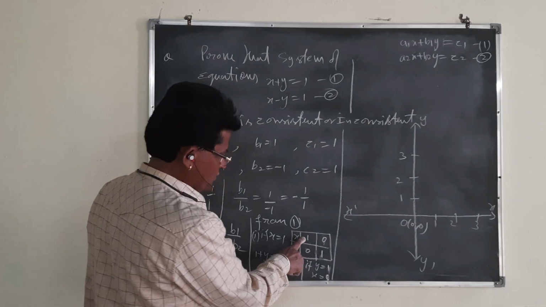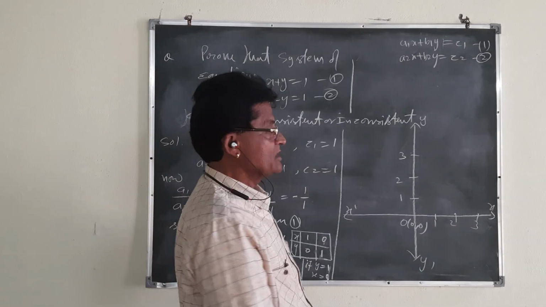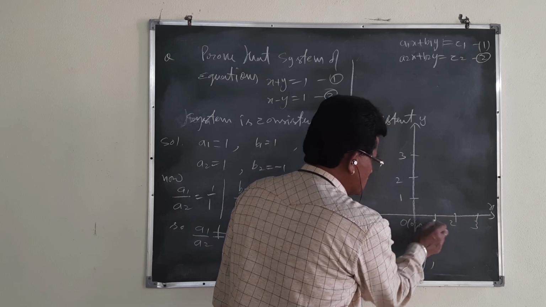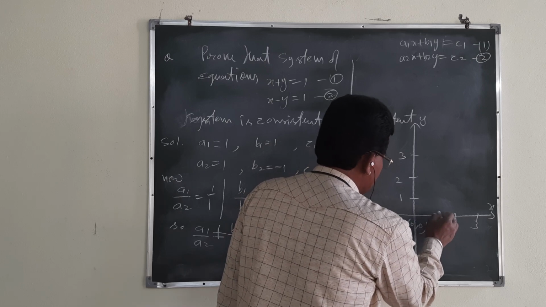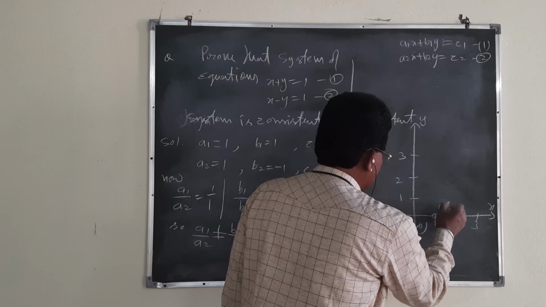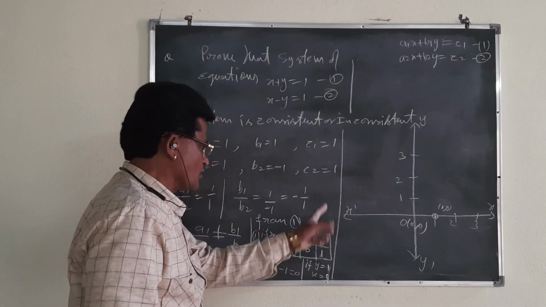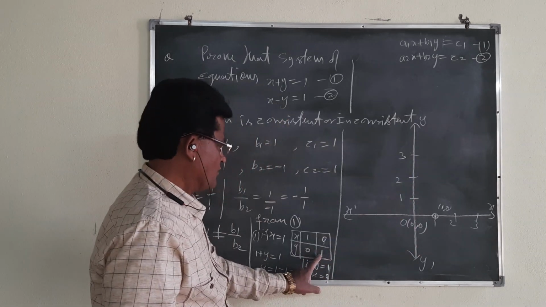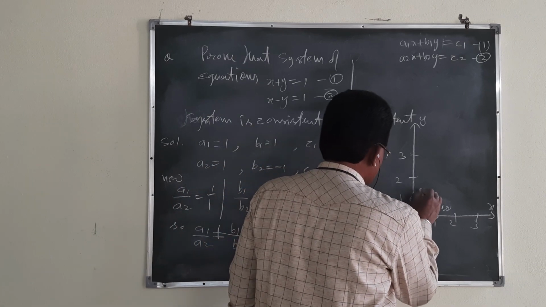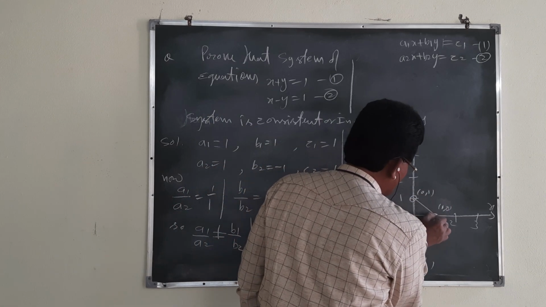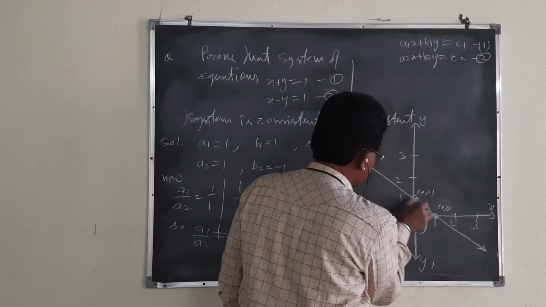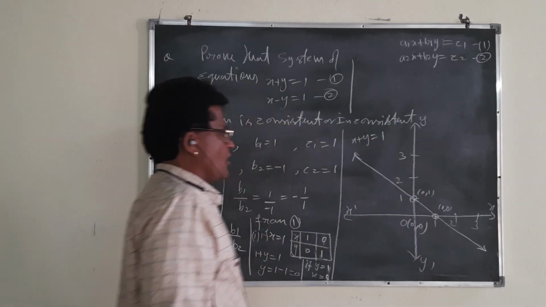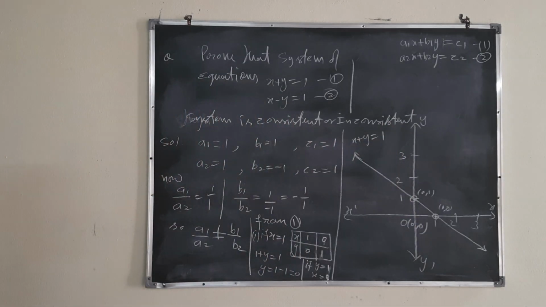First coordinate, x is equal to 1, y is equal to 0. Where will it lie? On the x-axis, y will be 0. That is, x is equal to 1 count. This coordinate will be 1 and 0. Next coordinate, x is 0, so it will lie on the y-axis. Y is equal to 1. This coordinate will be here, 0 and 1. You join both the points and produce it in both the directions. This is the graph of the first line, x plus y is equal to 1. Let me take the graph of the second equation similarly.